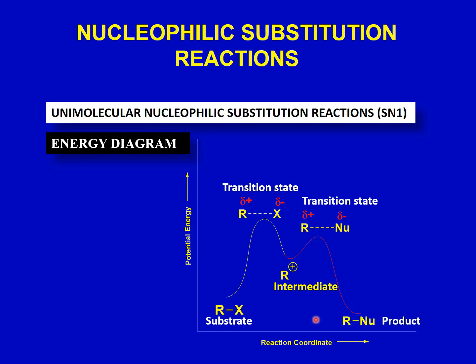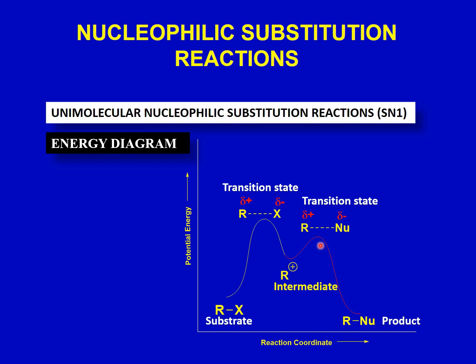These products now have lower energy as compared to all the transition states, intermediates, and even the substrate. So this is how the energy profile diagram of a unimolecular substitution reaction looks. You can see here that the two transition states are also of different energy. The first one is of higher energy and the second is of lower energy.